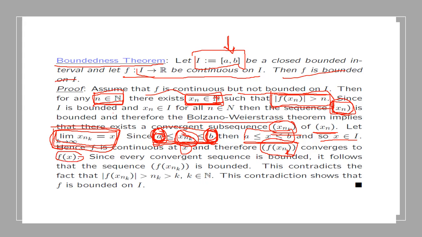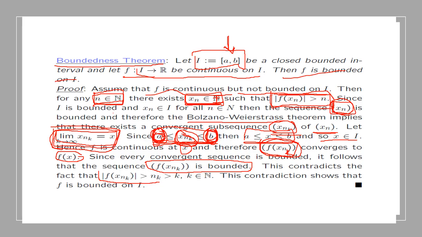Now, since f of xnk converges, it must be bounded, since every convergent sequence is bounded. So we conclude that f of xnk is a bounded sequence. But then this contradicts the fact that the magnitude of f of xnk is bigger than or equal to nk for all k.